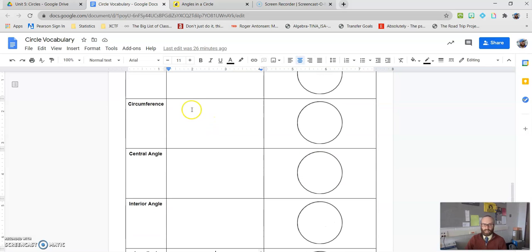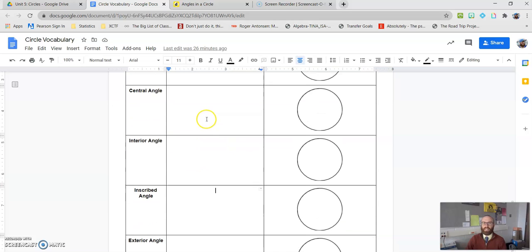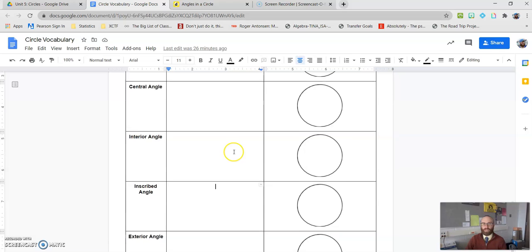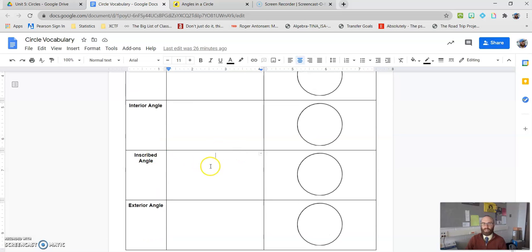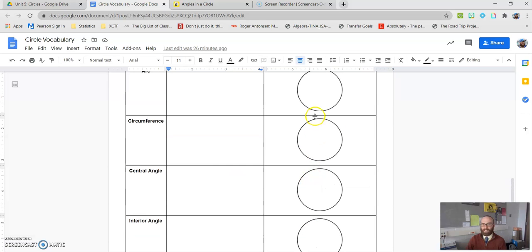So you've got arc, part of a circle; circumference, the distance all the way around the circle; central angle, an angle whose vertex is on the center; interior angle, an angle whose vertex is inside of the circle; an inscribed angle, any angle whose vertex is on the circle; and an exterior angle, any angle whose vertex is outside of the circle. Again, we'll print these out, we'll draw the diagrams, and we'll go from there.